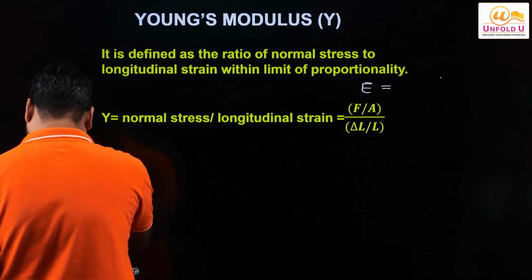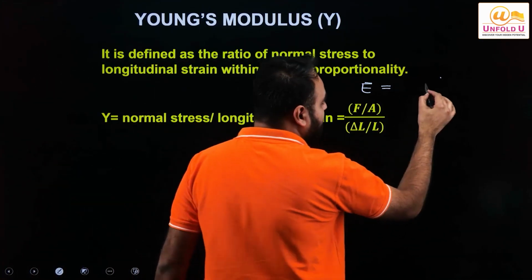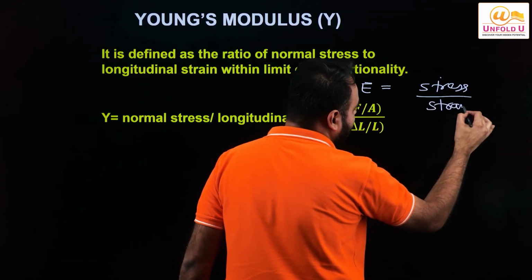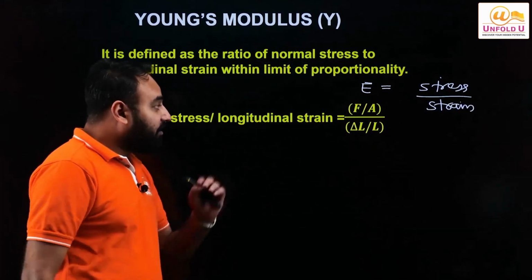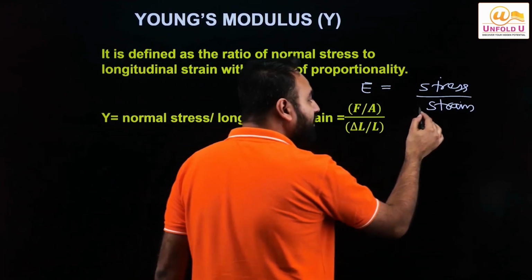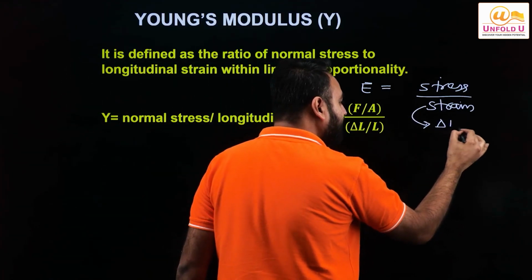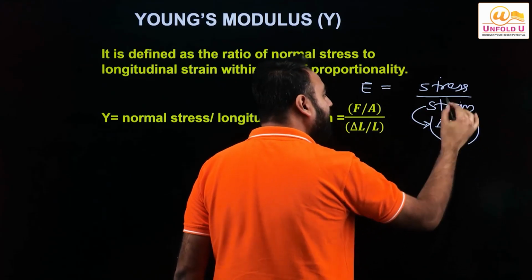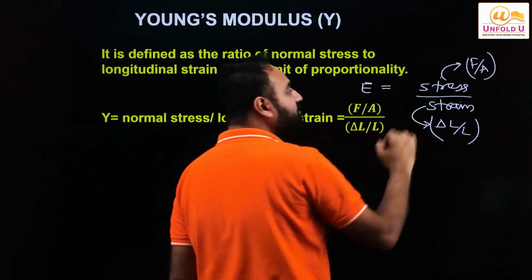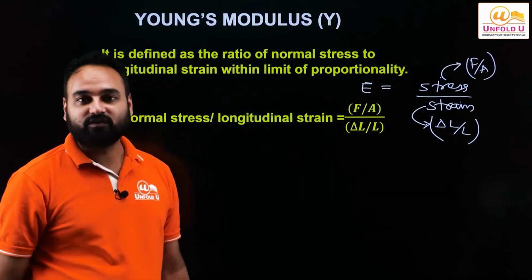So it will be stress divided by strain. So, how am I going to write my longitudinal strain? Longitudinal strain we know is delta L by L. And how do I write my longitudinal stress? It is force per unit area. And which force? The restoring force, not the deforming force.